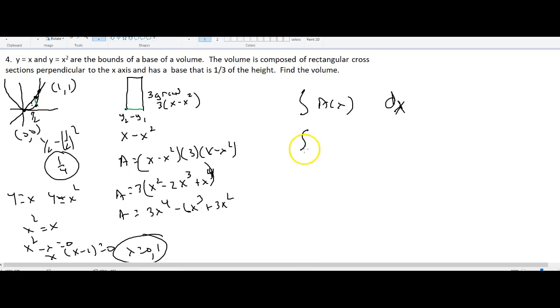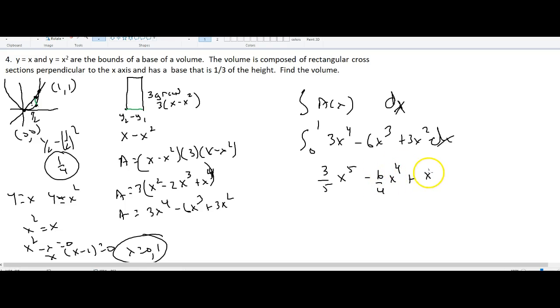Okay, so we're integrating from 0 to 1. We've got 3x to the fourth minus 6x to the third plus 3x squared dx. Raise its power by 1, divide by the power I get. Raise its power by 1, divide by the power I get. Raise its power by 1, divide by the power I get, from 0 to 1. So this becomes 3/5 minus 3/2 plus 1 minus 0 plus 0.